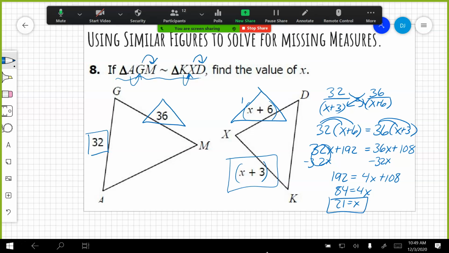All right, 21 equals x is our final answer. What questions do you have overall?